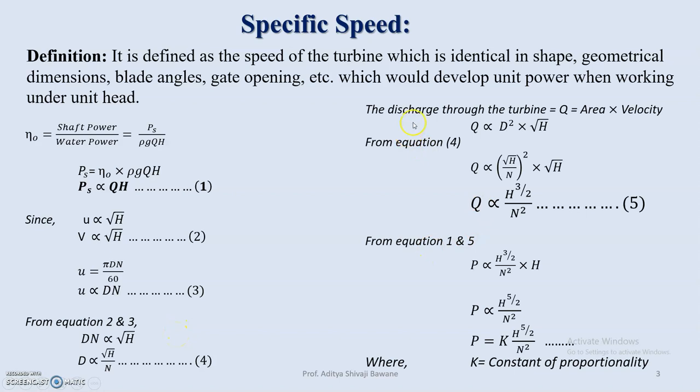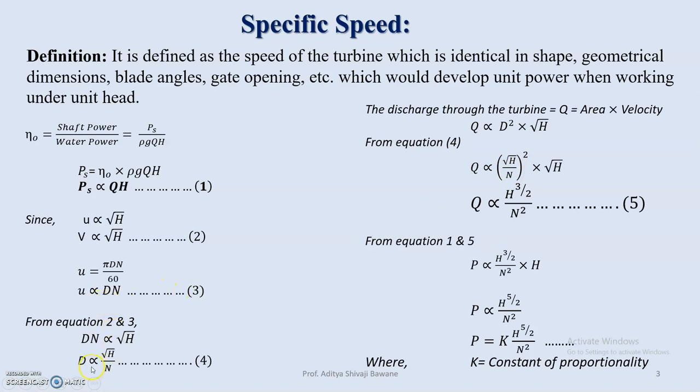Next, we have to find discharge. So discharge is equal to area into velocity. We know area is equal to pi by 4 into d square, where pi by 4 is constant. So d square, and velocity we know is directly proportional to under root of h. So I can say Q is directly proportional to d square into under root of h.